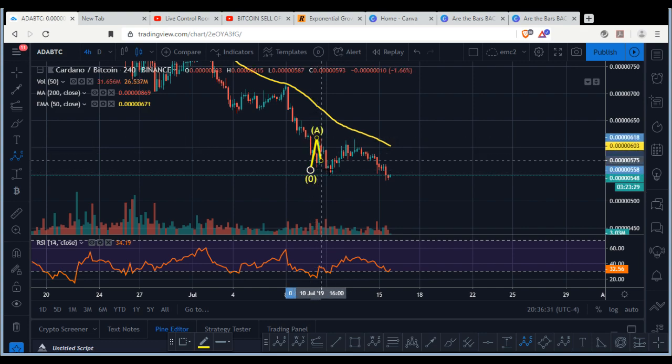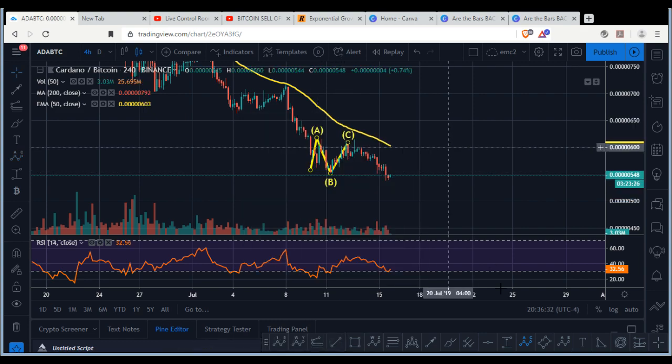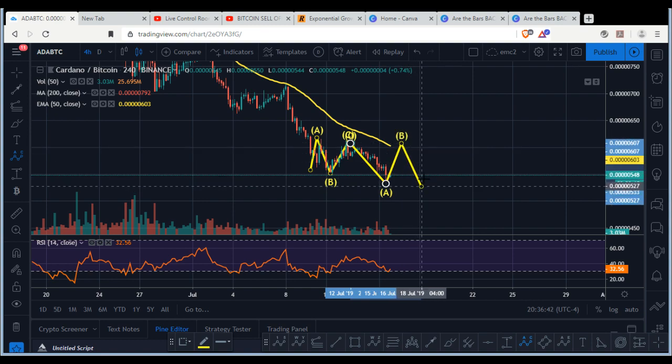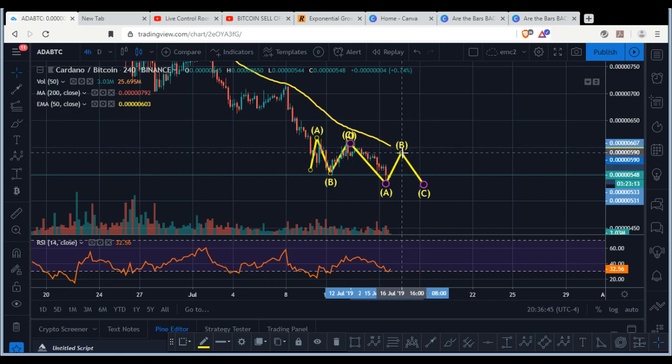You got A, B, and C. So what do you expect next? You're gonna expect another A, B somewhere. B can go up to this area, and a C in this range, retest the top at the most, right? But let's say it is going to be another zigzag, just like this, somewhere around here. Let's change the color.